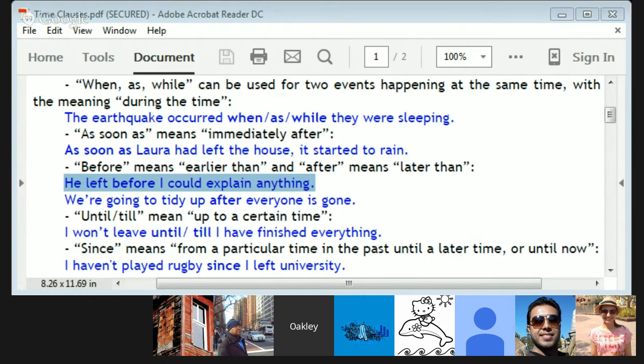When we use since, you can use since before as a phrasal time subordinator. But when you use since as the dominant subordinator, you're going to have to use present perfect tense. I've started.